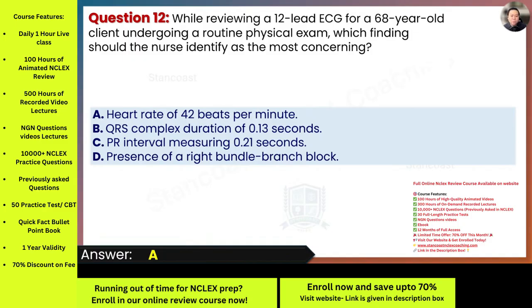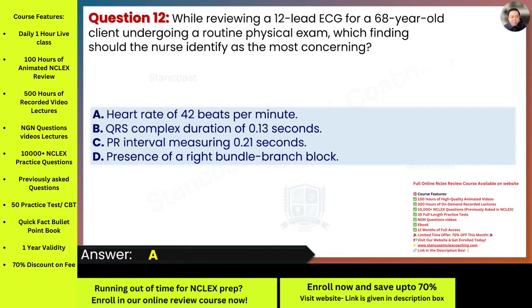And recall that the normal duration of a QRS complex is less than 0.12 seconds, and the duration of 0.13 is mildly prolonged. So this might suggest a bundle branch block or maybe age-related changes in the conduction system, but it is not the most concerning finding in this context. Now, we know that mild prolongation like this doesn't usually cause immediate clinical issues unless it's more significant, let's say greater than 0.14 seconds. So it's not really a priority.